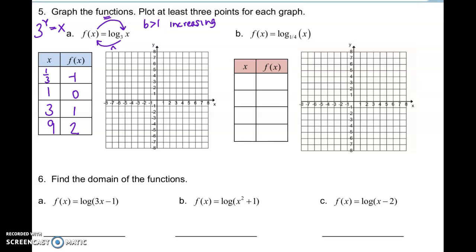So let's graph these and see where it would be. We've got (1/3, -1), (1, 0), (3, 1), and then (9, 2), which would be somewhere right there. This is the type of graph that I will get.